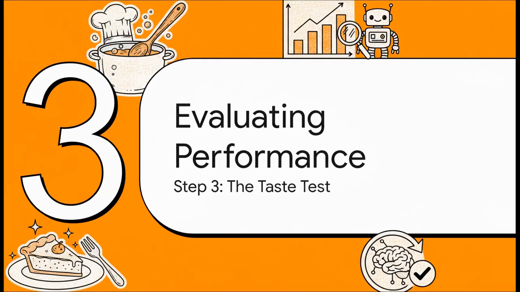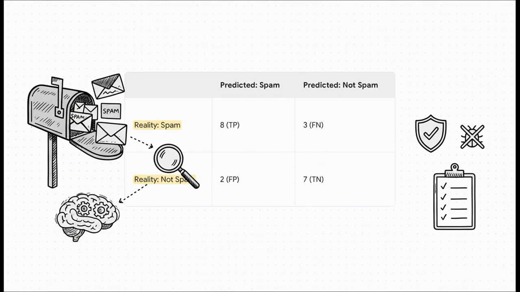So the meal is cooked. The model is built. But is it any good? Time for the taste test. In AI, we call this evaluation. This is the moment of truth, where you find out if your recipe was actually a success. A classic tool for this is something called a confusion matrix. It sounds complicated, but just think of it as a scorecard.